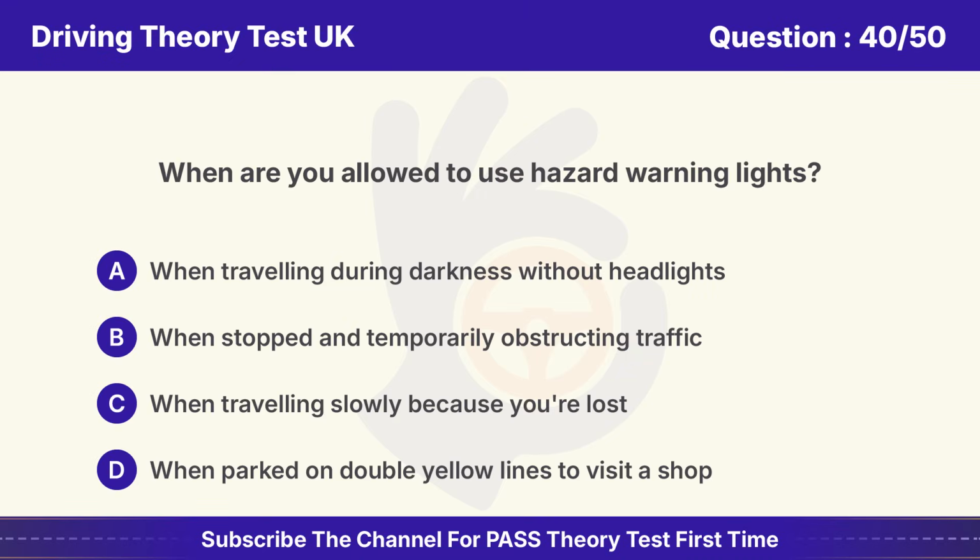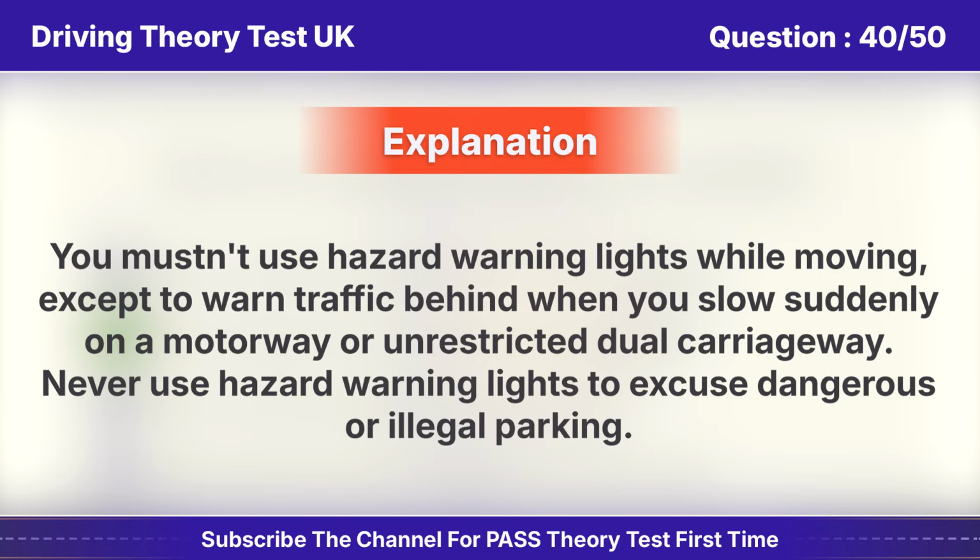Question 40. When are you allowed to use hazard warning lights? Answer is B. When stopped and temporarily obstructing traffic. You mustn't use hazard warning lights while moving, except to warn traffic behind when you slow suddenly on a motorway or unrestricted dual carriageway. Never use hazard warning lights to excuse dangerous or illegal parking.